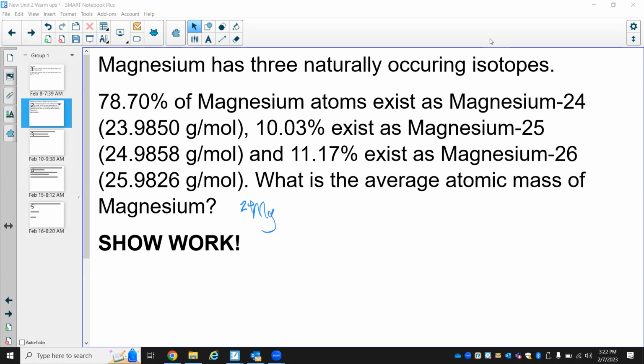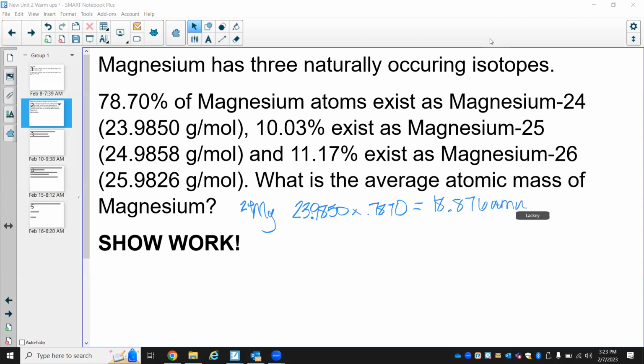We're doing the mass, the 23.9850, times the percent written as a decimal. So that 78.70% becomes 0.7870. So when we put that in the calculator, that isotope has a relative mass of 18.876. We'll keep several decimal places on there.